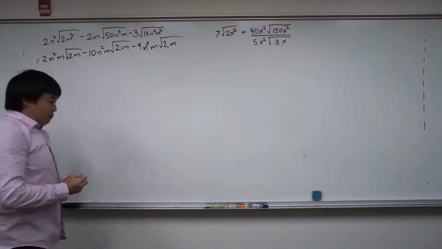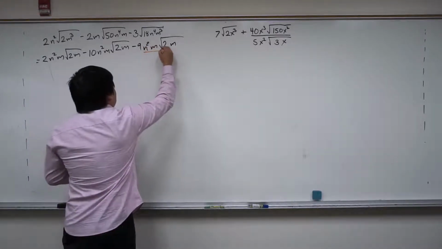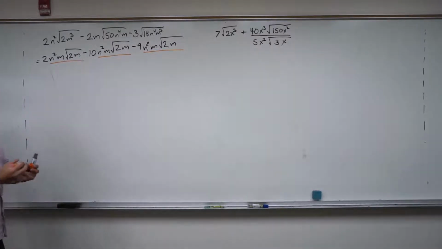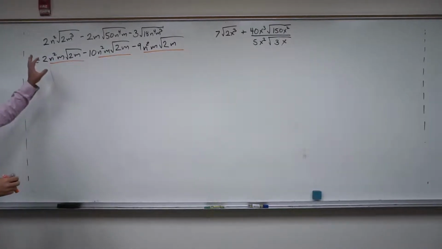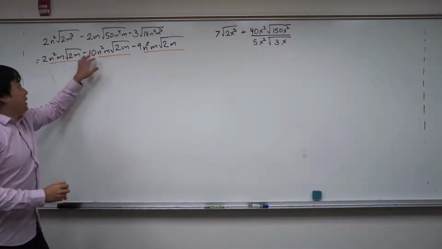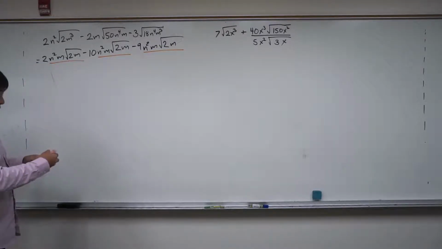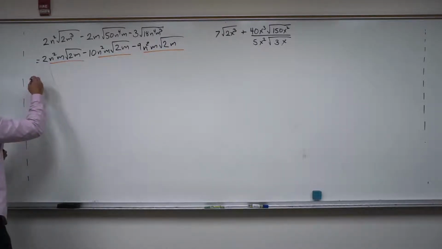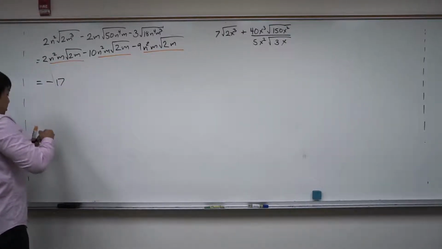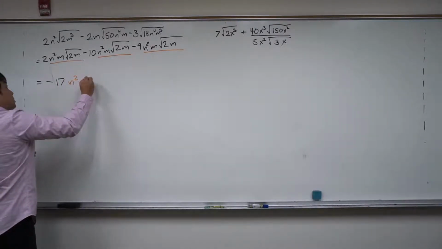So now again, remember, all the things that they have in common is all the variables, right? So what I could do now is just add the constants by themselves. So negative 9 minus 10 is negative 19. Negative 19 plus 2 is negative 17. So this is equal to negative 17 times that variable change, which is n squared m square root of 2.